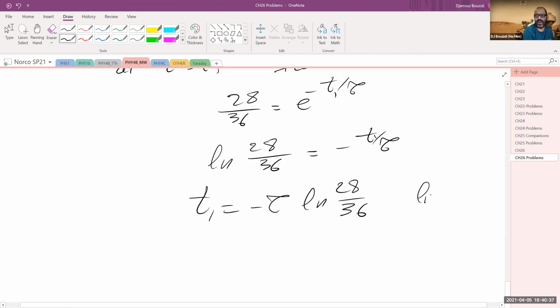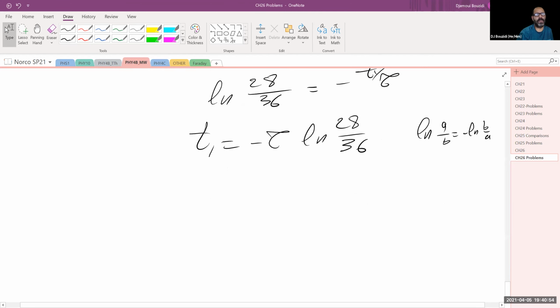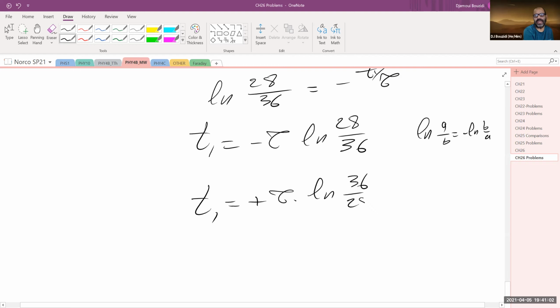There is a property for the natural log. Ln of A over B is the same thing as negative ln of B over A. Because I have a negative in here, I need to get rid of it. The ln is negative because this ratio is less than one. But if I flip the order in there, it's going to be positive. So the time needs to be positive. We cannot find time in the past, I'm sorry. So the time must be in the future. Tau times ln of 36 over 28.